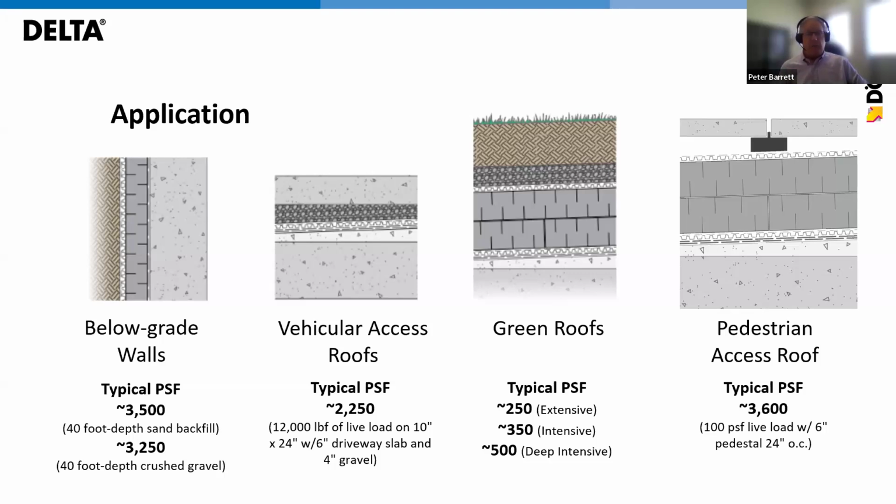A typical vehicular access roof, you're running around 2,250, give or take. Green roofs, really, really low compared to other applications. Even if you have an intensive roof up there, it's not going to be greater than around 500 PSF. Then we have pedestrian roof access. So typically with people moving around on it and along with the other components, you're generally going to require around 3,600 PSF.